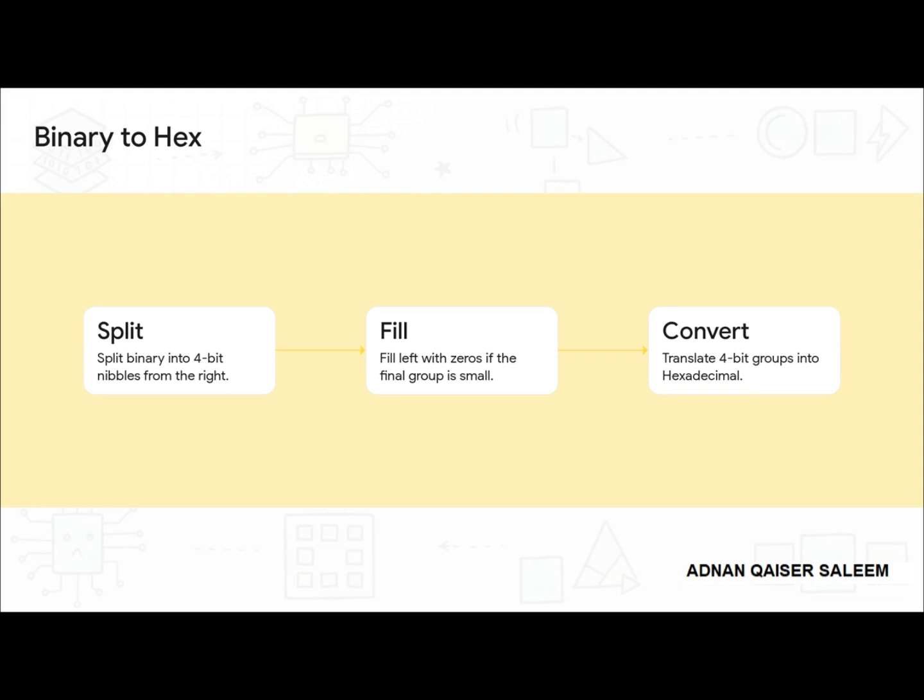Step 1, you just chop the bits into groups of 4, which, fun fact, programmers playfully call nibbles, and you always start doing this from the right side. Step 2, if your very last group on the left is short of 4 bits, just pad it out with zeros. And Step 3, translate each little 4-bit group into its single hexadecimal equivalent.